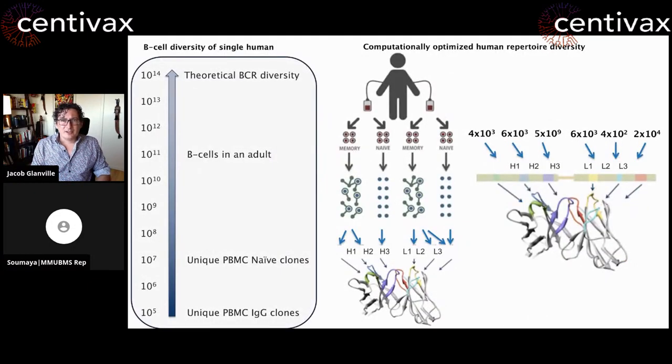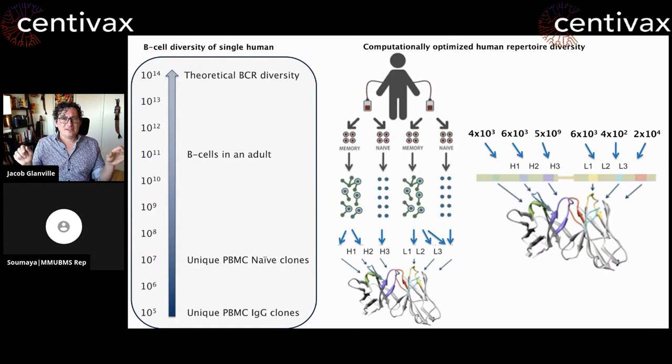I'm going to talk a little bit here about how we did it. So what I'm showing you on the left is the size of the B cell repertoire. Theoretically, if you look at the number of V genes, D genes, and J genes, you have about 51 heavy chain V genes, depending on your genotype, 27 D segments, and 6 J segments.